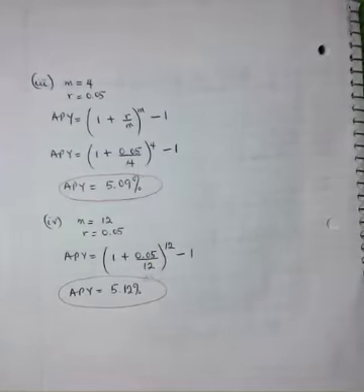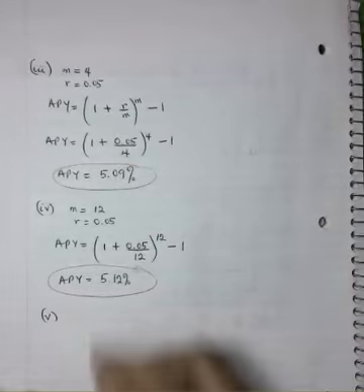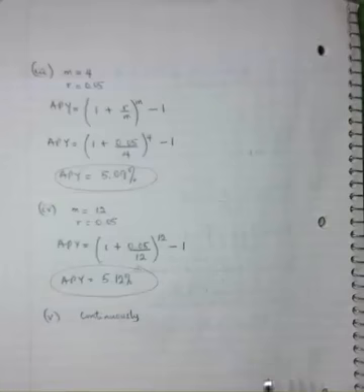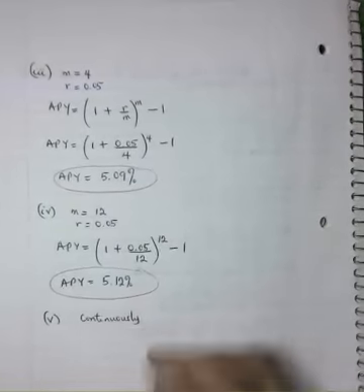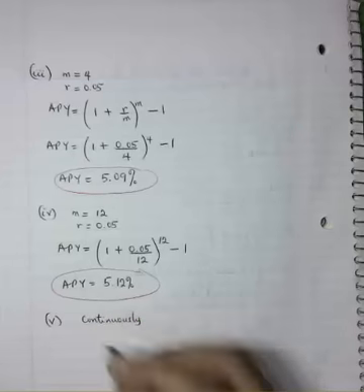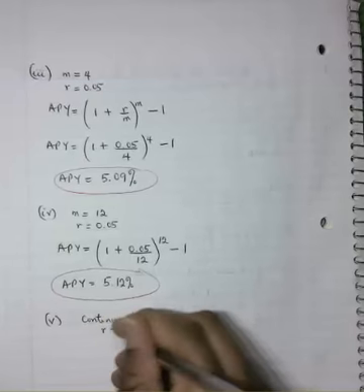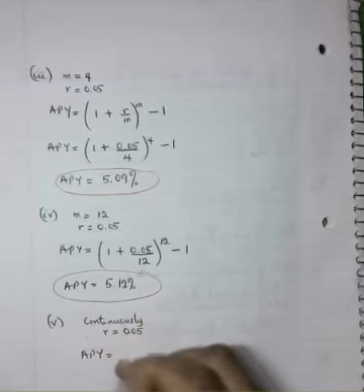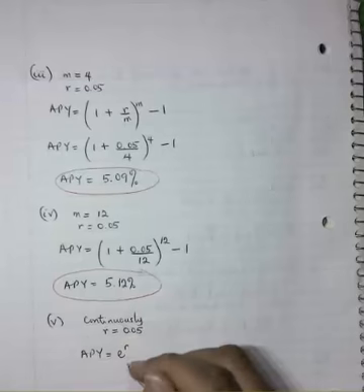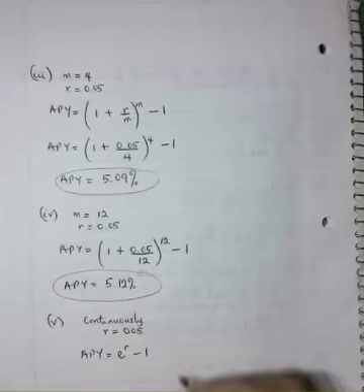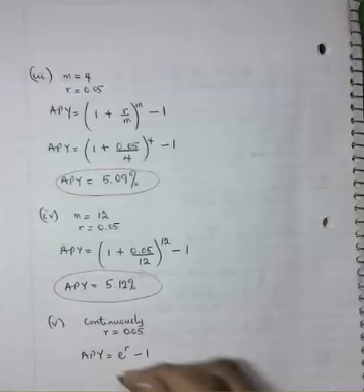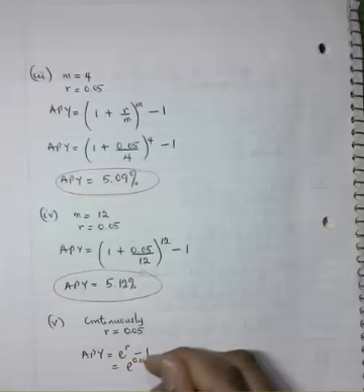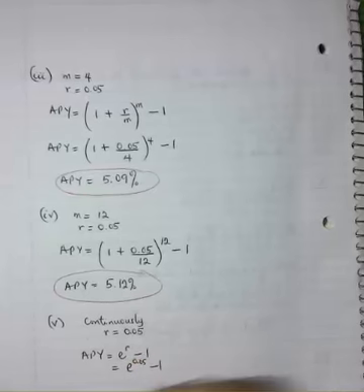Then the last one is continuously. Compounded continuously. Here we are not concerned with M, it's just that our R is 0.05. So APY will be the Euler's number exponent R minus 1. I'm going to show you how we get this. This is equal to e exponent 0.05 minus 1.